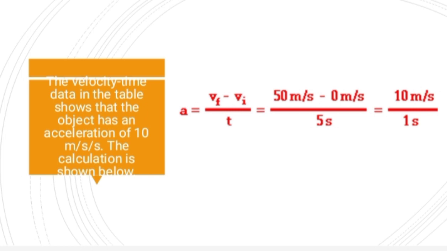We have here the final velocity minus the initial velocity. So 50 meters per second minus 0 meters per second, and then we divide it by the time, which is 5 seconds. So our answer here is 10 meters per second squared.